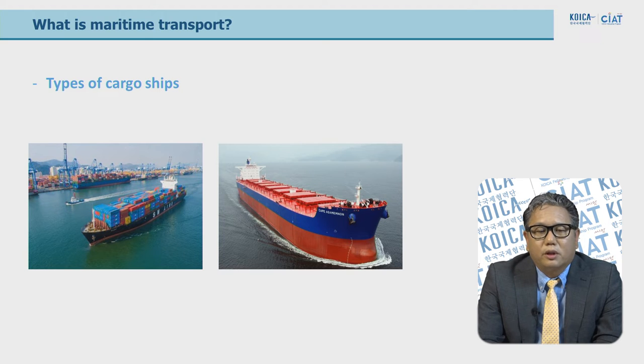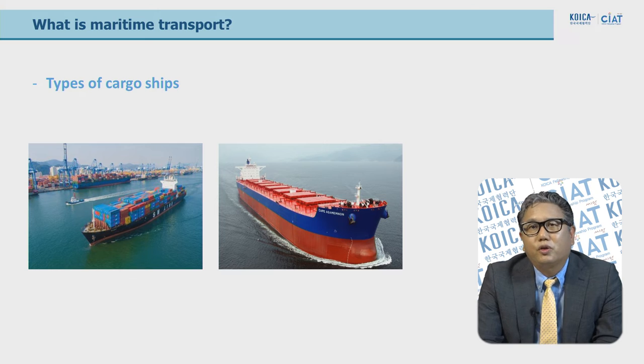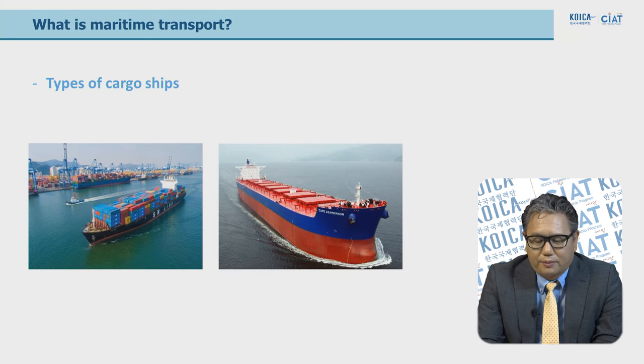You can see the vessel types. A cargo ship can be categorized largely into container ships and bulk carriers. A container ship carries all of its load in containers, while a bulk ship transports bulk cargoes, which are raw materials that are unpacked.